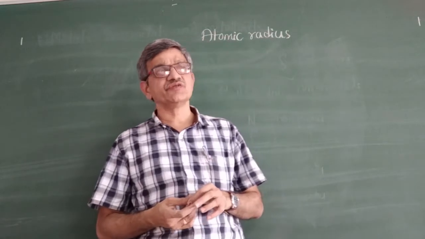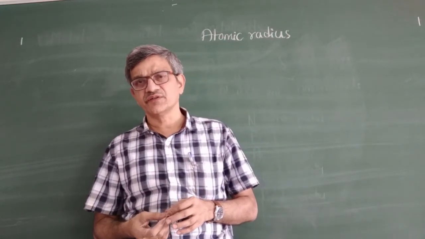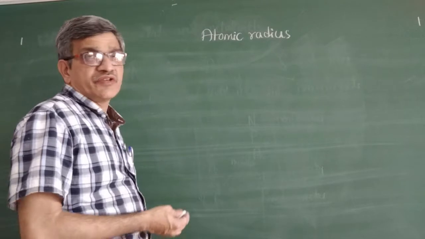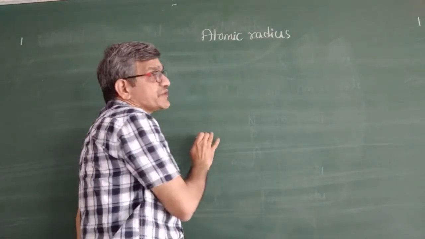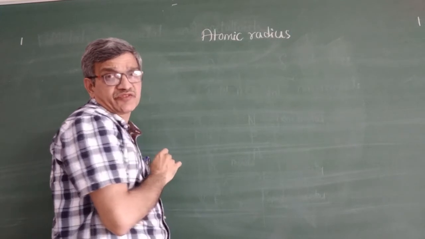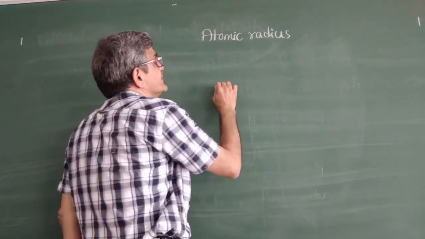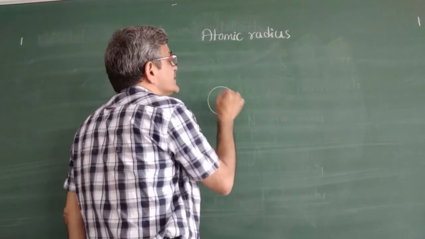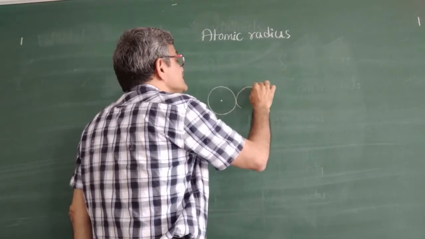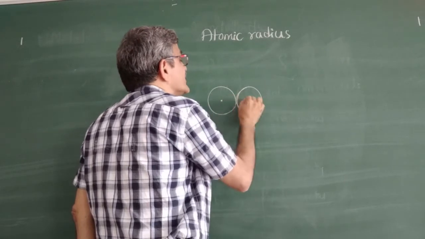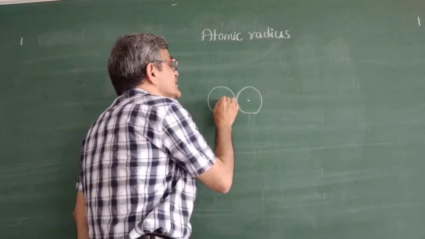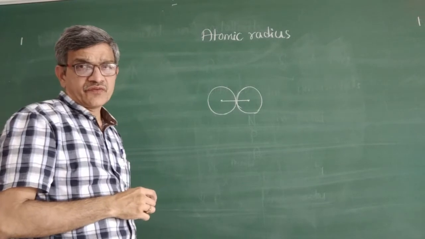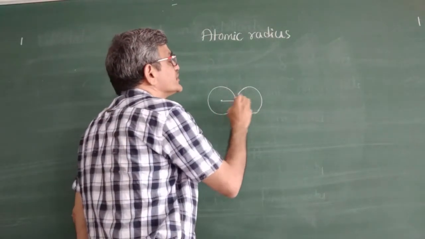So normally the method used is X-ray diffraction or a spectroscopy method to calculate the radius. But here the method used is this: it is nothing but half of the distance between two atoms which are covalently bonded. Suppose this is one atom, with a nucleus, and this is another atom, the same atom. They are covalently bonded. You know, covalent bond means what? It is a sharing of electrons. So they share the electrons and form a molecule.